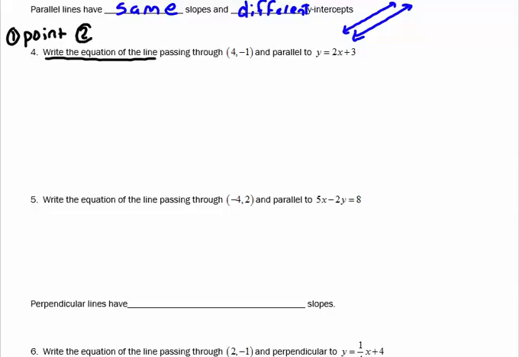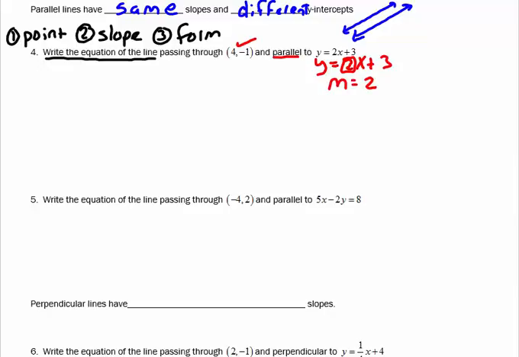Number 2, we needed a slope. And number 3, we needed a form. So let's go through and see if we have all this information. Do we have a point? Yes. Do we have a slope? Well, sort of. We know the line we want has to be parallel to y equals 2x plus 3. So if we know the slope of this line, we would know the slope of the line we'll be using. The slope of this line is 2. So the slope we're going to use is also 2. So we know our slope.